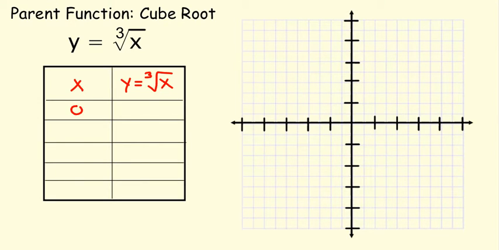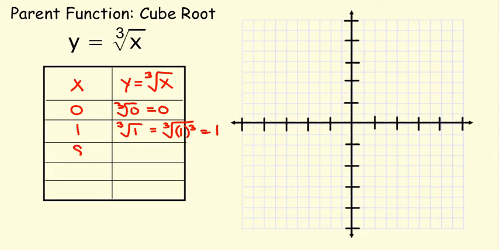I'm going to start with 0. So the cube root of 0 is 0. Now we'll choose 1. Cube root of 1 is 1. The reason why is 1 is a perfect cube, because 1 times 1 times 1 is 1. Now if I choose numbers like 2, 3, 4, 5, 6, or 7, those would not be nice integers as their output. You'd have to use your calculator in order to find those values.